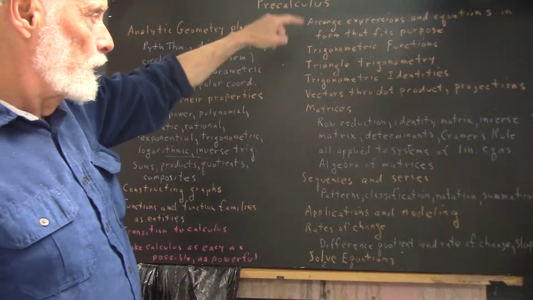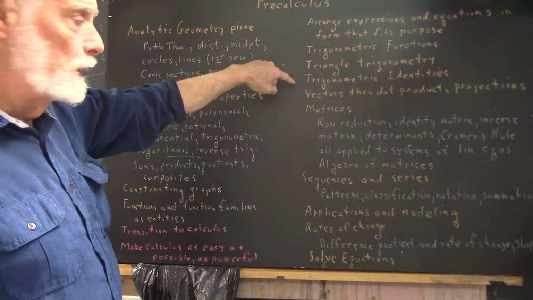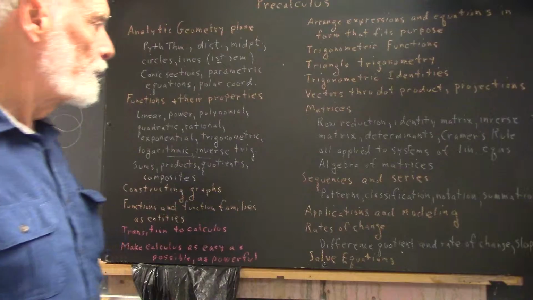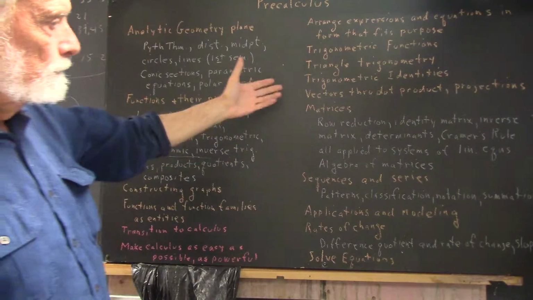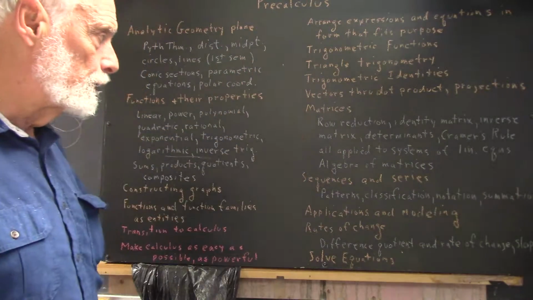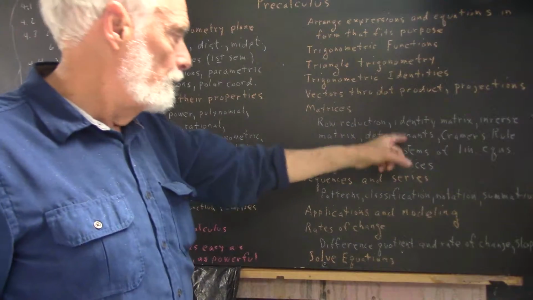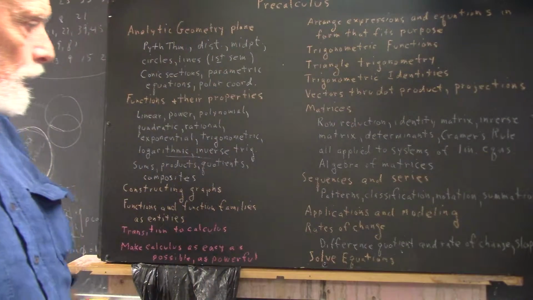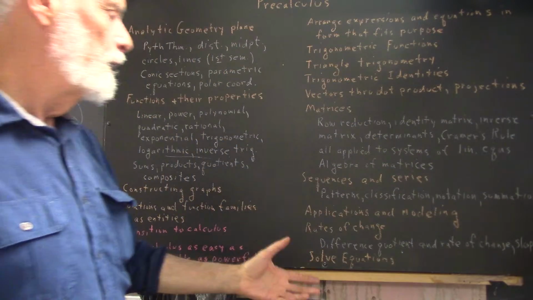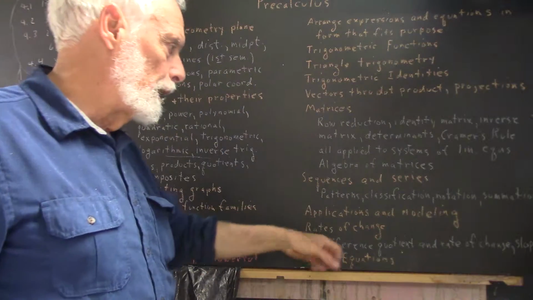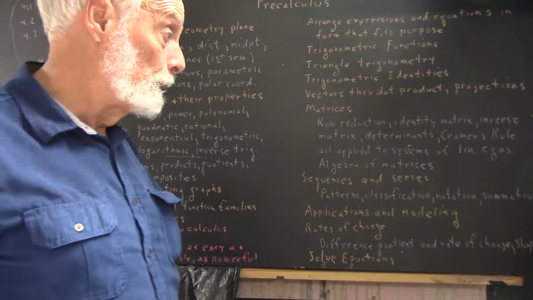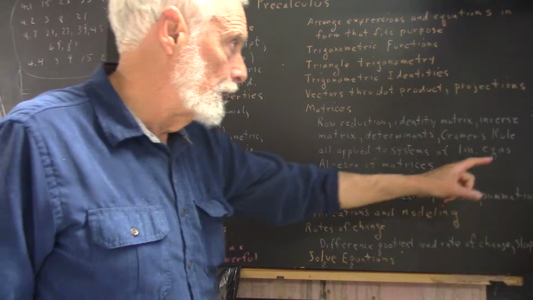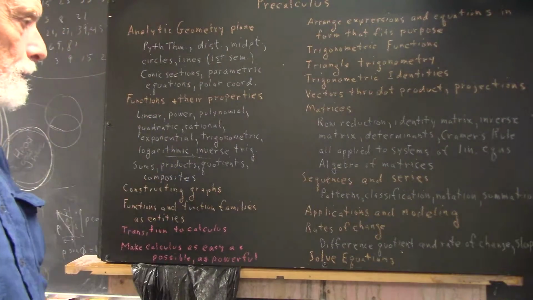Then we have trigonometric functions, triangle trigonometry, trigonometric identities, vectors, through dot products and projections, matrices, mostly centered around solutions of systems of equations, but getting into very basic matrix algebra with identities, inverse matrices, and so forth. Sequences and series, mostly in a context of identifying number patterns, classifying different kinds of number patterns, the notation of sequences and series, and summation of a sequence.